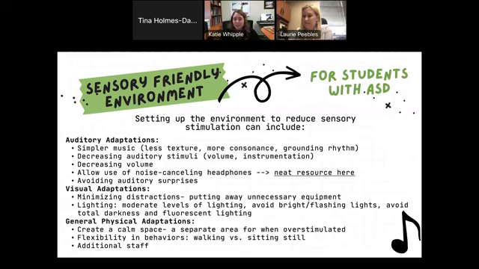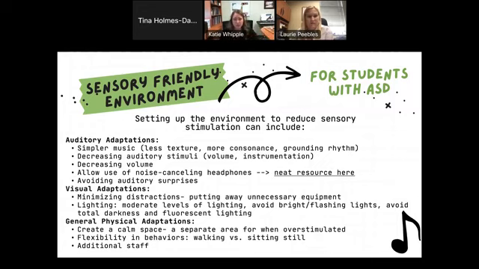You might want to consider allowing them to use noise canceling headphones. There is a really neat resource here you can check out that has all different types of noise canceling headphones. There are some that will allow you to still hear certain sounds, but mask out other sounds. So that could be helpful. We do have some students that we work with who are wearing them pretty much all day. So if that's something that they're using, allow them to use them in your classroom.